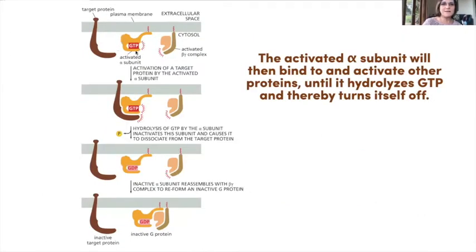The GTPase here, the alpha subunit, has been activated by interacting with a receptor, and now it can go and activate other proteins. So in this case, it's activating this kind of brown protein, which is in the membrane. Eventually, the GTPase activity of this alpha subunit will cause it to hydrolyze GTP, and that will turn itself off. And so the timing, how long it stays on, is a product of many things.